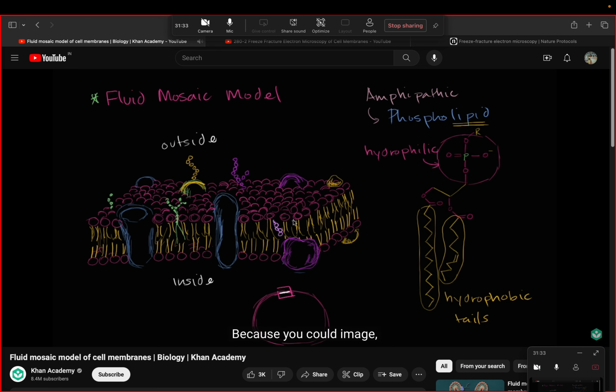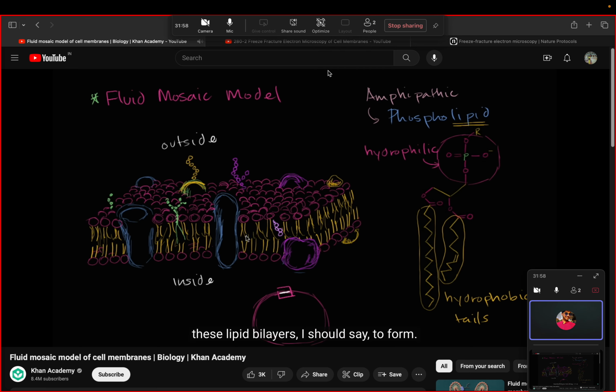Because you can imagine the hydrophilic heads are going to want to be where the water is, which is going to be either outside the cell or inside the cell. And the tails are hydrophobic. The water is going to go away from them, or they're going to go away from the water. And so they're just going to face each other, and they're going to be on the inside of the membrane. But the really cool thing is a structure like this, having this amphipathic molecule, allows things like these lipid bilayers, I should say, to form.